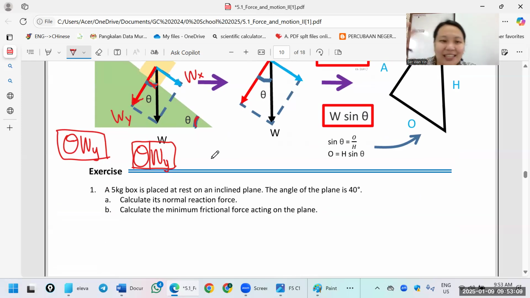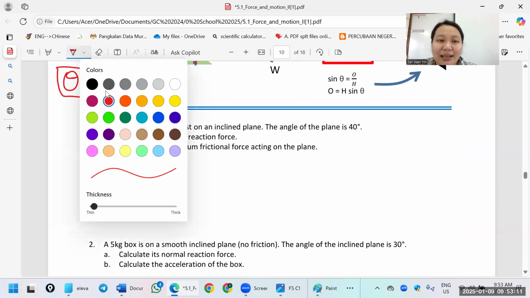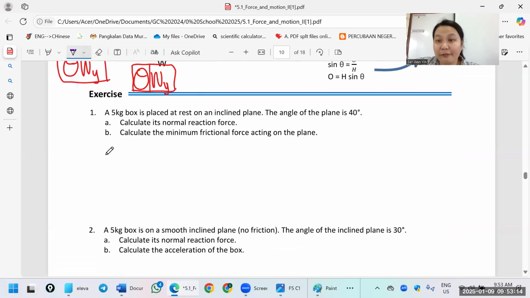Okay. So now, a 5 kg box is placed at rest on an inclined plane. The angle of the plane is 40 degrees. Calculate its normal reaction force and minimal frictional force acting on the plane.